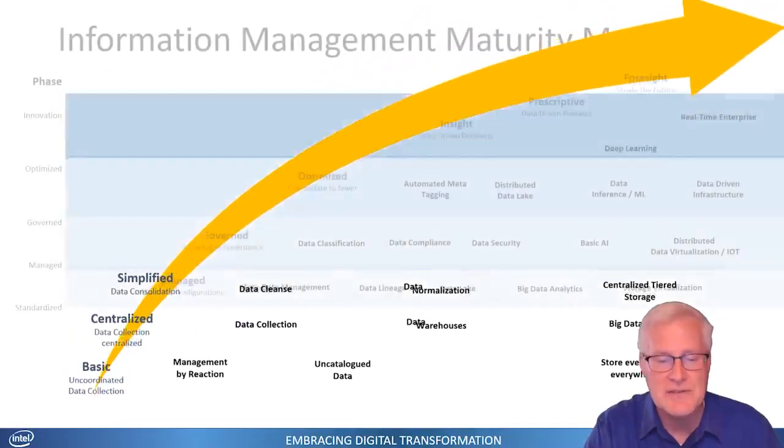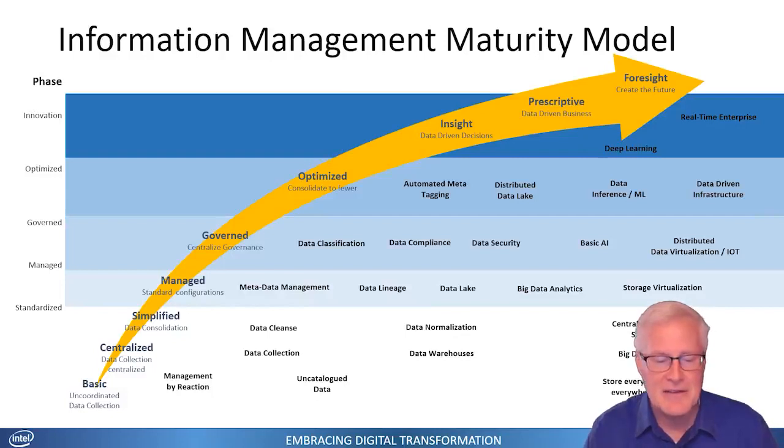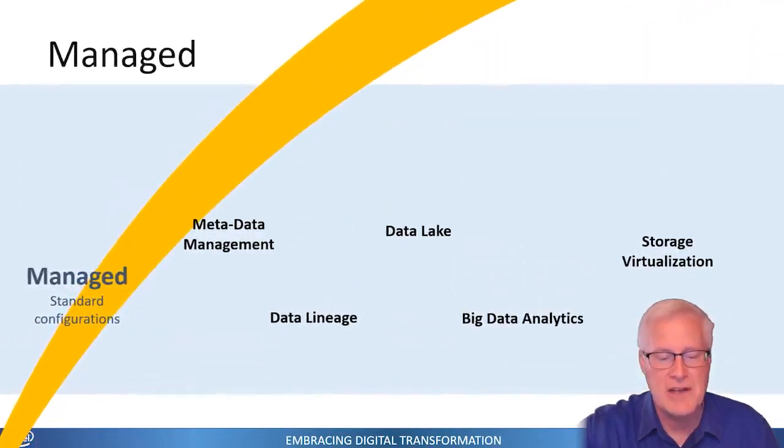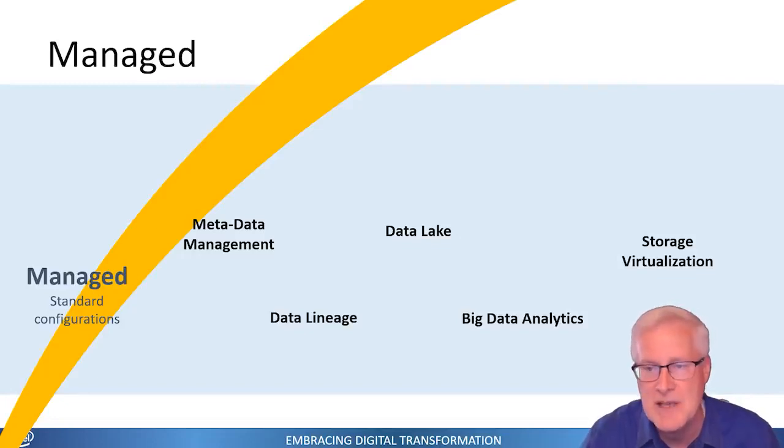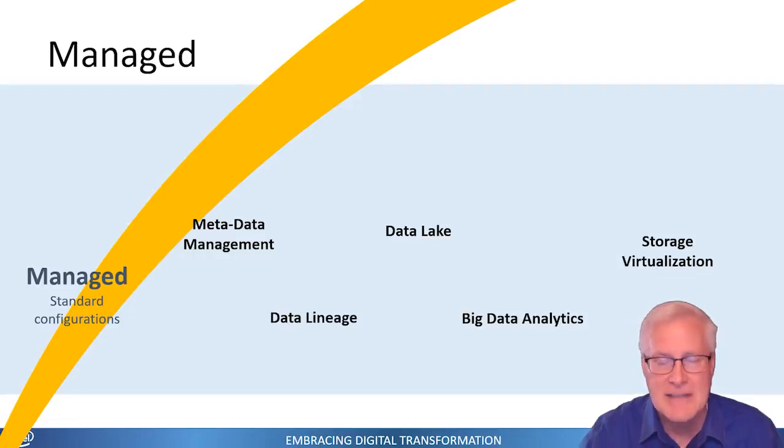Now, once you've mastered simplification and you've mastered the whole standardized phase of the IMMM, the I3M, I don't know what to call it, the information management maturity model, now we move on to actually start managing our data. So let's take a look at the managed phase. In this phase, we only have one step. We could probably break it into multiple steps, and we probably will over time as we start identifying different phases in this as more customers start moving more into this space.